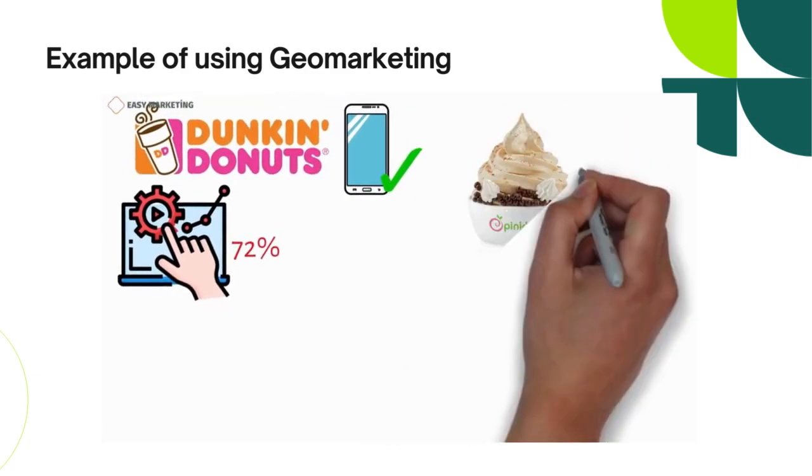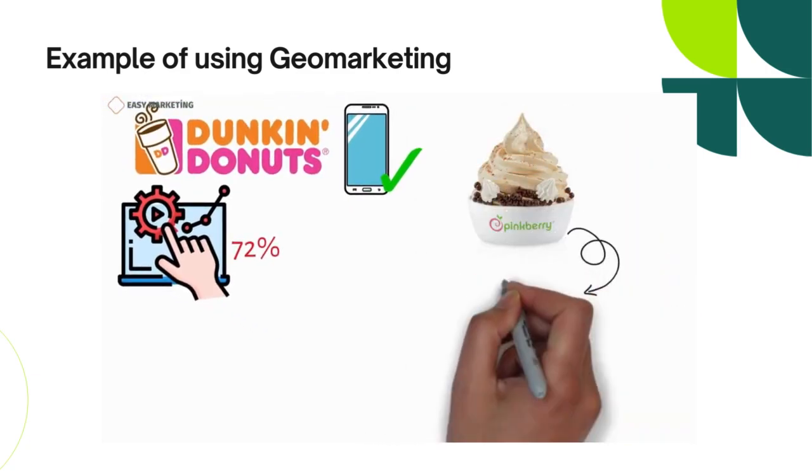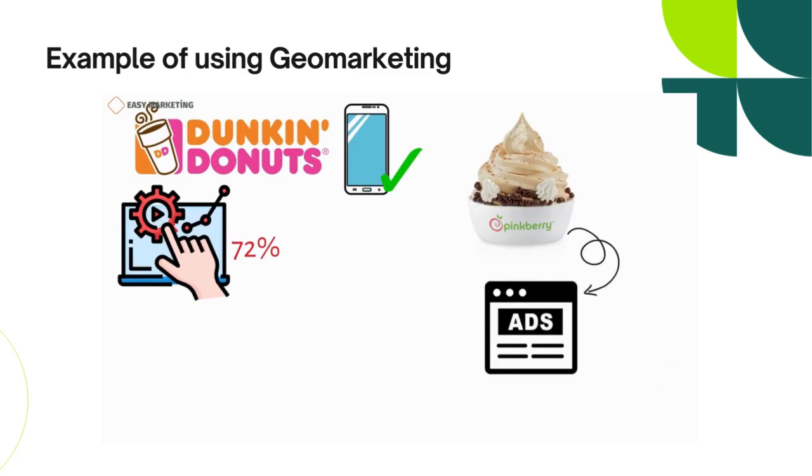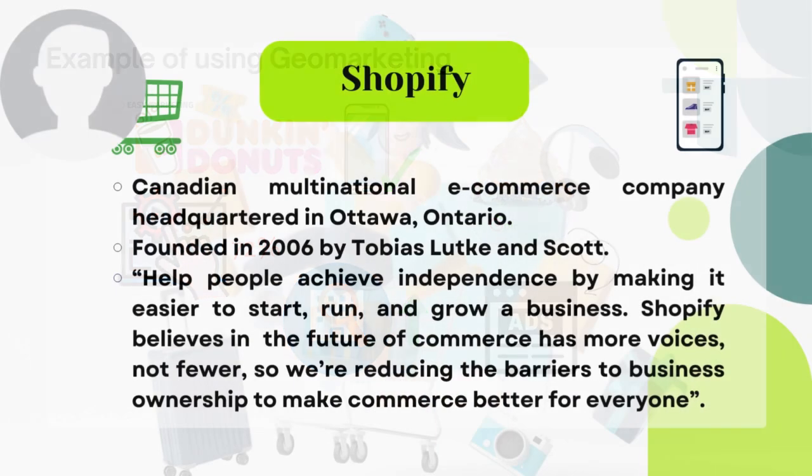Pinkberry, a chain of frozen dessert shops, used location targeting to show ads to people who had shown in the past that they might be interested in a healthy treat. With this method, their benchmark success rates went up by 100%.